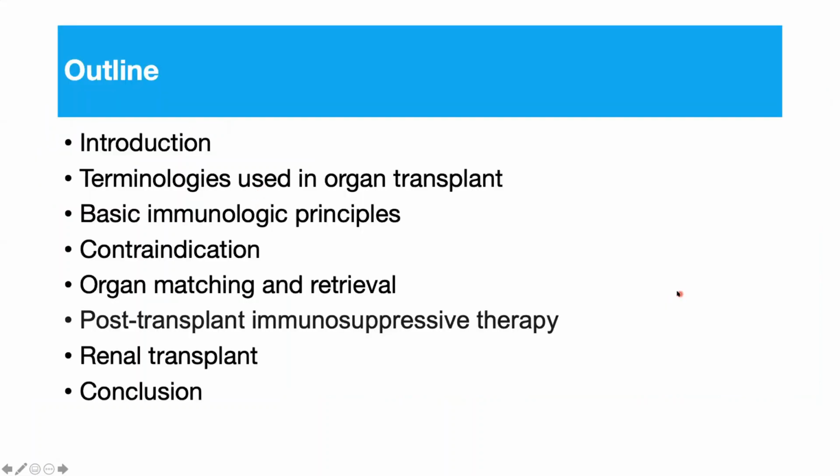This is the outline of my presentation. It's better from your point of view to know the terminologies that are used in organ transplant, understand the basic principles with regard to immunology involved in organ transplant, the contraindications for organ transplant, and organ matching and retrieval, okay? It is also very important to understand what is referred to as immunosuppressant therapy. Then a little bit on the most common organ that is transplanted, which is the renal, okay?